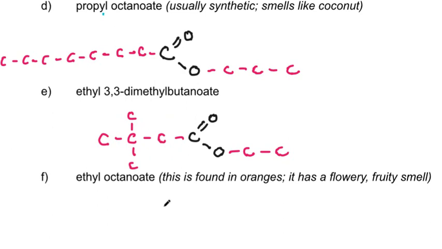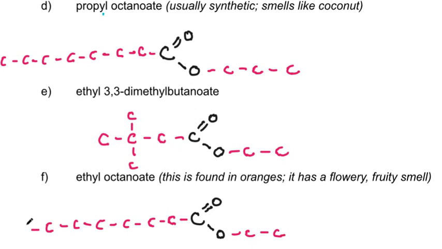Ethyl octanoate. We set up our carboxylate right away. We know we're going to need it. On the single bond oxygen, we put an ethyl group, that's 2 carbons. On the double bond side, we put octanoate, which is 8 carbons. Here's the first one, 2, 3, 4, 5. It's awkward writing right to left. There we go. Ethyl octanoate.